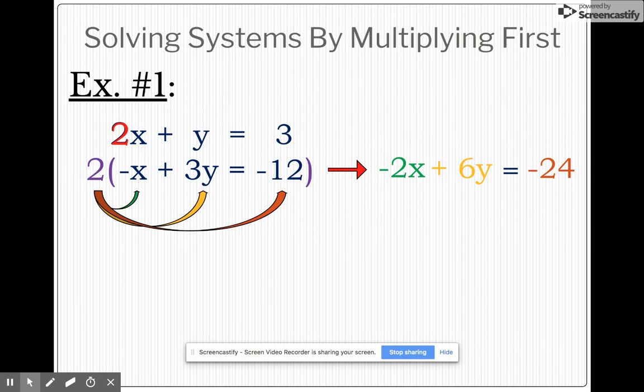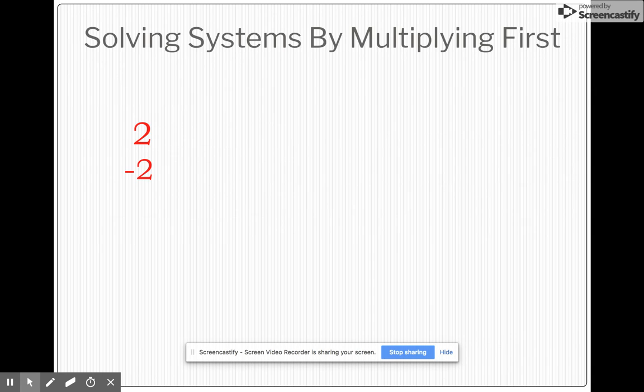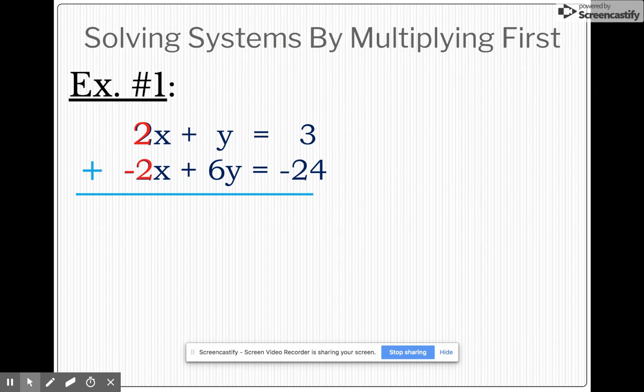Now if we were to rewrite both of these equations, the first one we rewrite as is, and the second one we rewrite as our new equation. So now we have opposite signs. Next we're going to add them together. And when we add them together, like I said, if you did this right, something should cancel out. In this case, the 2x and the negative 2x cancel out. And then we do 1y plus 6y. Remember, there's a 1 here if there's nothing. So we get 7y equals negative 21.